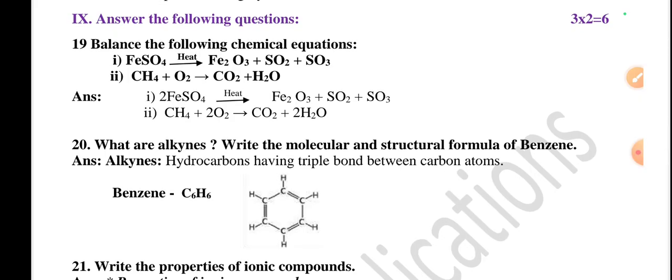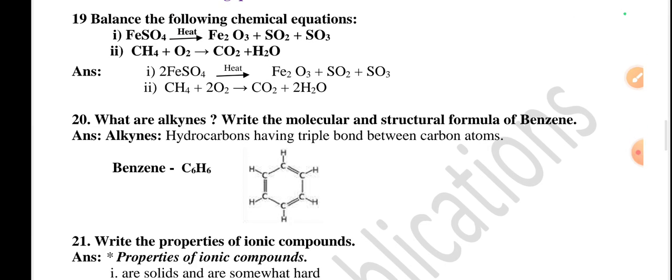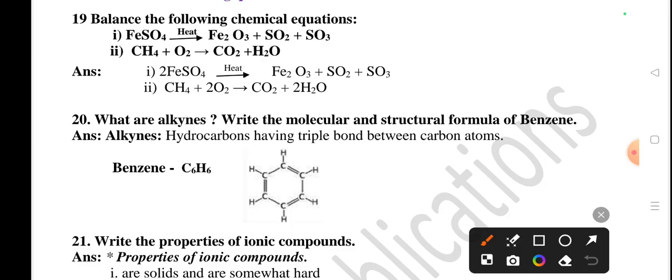Question number 9, answer the following questions. Each carrying 2 marks, total 3 questions are there, 3 twos are 6. The 19th question: balance the following chemical equation. Iron sulfate, with the help of heat, decomposes to give iron oxide, sulfur dioxide and sulfur trioxide. So we want to balance here.